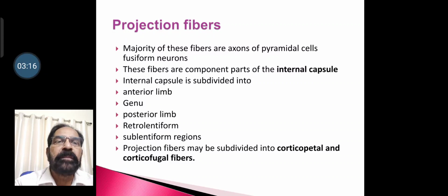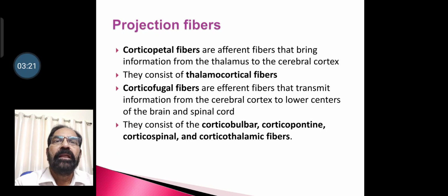The projection fibers may be divided into corticopetal and corticofugal. Corticopetal fibers are the afferent fibers that bring information from the thalamus to the cerebral cortex. They consist of thalamocortical fibers. Corticofugal or efferent fibers transport information from the cerebral cortex to lower centers of the brain and spinal cord. They consist of corticobulbar, corticopontine, corticospinal and corticothalamic fibers.